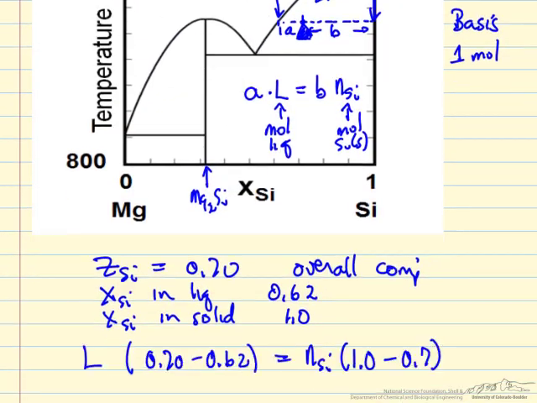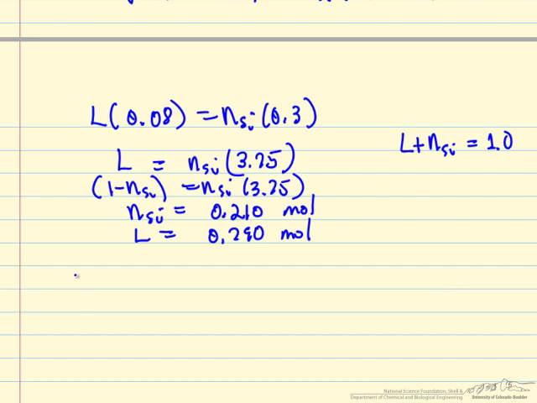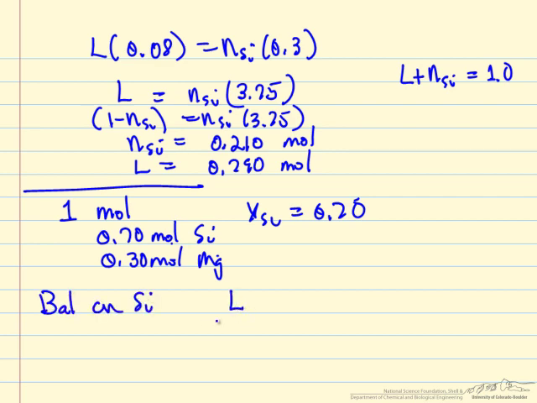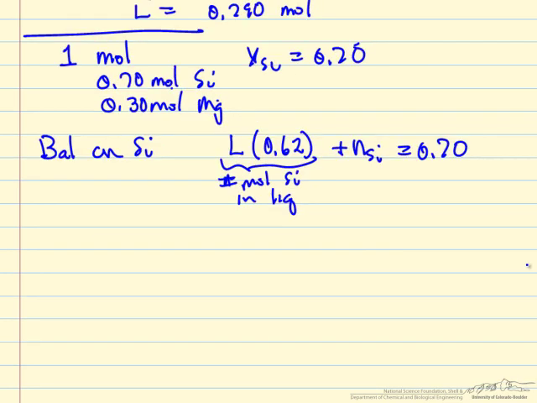So the lever rule is essentially just a mass balance. And so we could just do a mass balance and say, we know our overall composition. So now this is just an alternate way of looking at this. We started with 1 mole, and the overall composition was 0.70. So that meant we had 0.7 moles of silicon, 0.3 moles of magnesium. So what we can do is just a mass balance on the silicon. Namely, we have so many moles of liquid, and the mole fraction of silicon is 0.62. So 0.62 times the moles of liquid, this is the number of moles of silicon in the liquid, plus the number of moles of silicon solid must add up to 0.70. And then likewise, a balance on magnesium: the number of moles of liquid times the mole fraction of magnesium in the liquid, plus the number of moles of magnesium in the solid, which is zero, must equal 0.3.